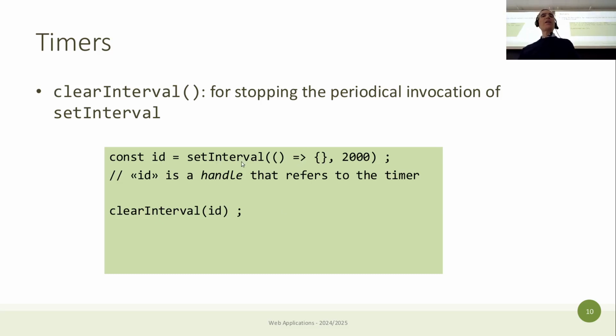And when you set an interval, you need also to have a way to stop it in case you need it, and that's the return value that you can use. ID is a handle that refers to the timer. Actually, don't even care what it is. It's probably a reference to an object. I'm not sure if it's a number. I don't think so. But anyway, I don't really care. It's something that I can use with another function, clear interval, to stop calling the callback every 2 seconds in this case.